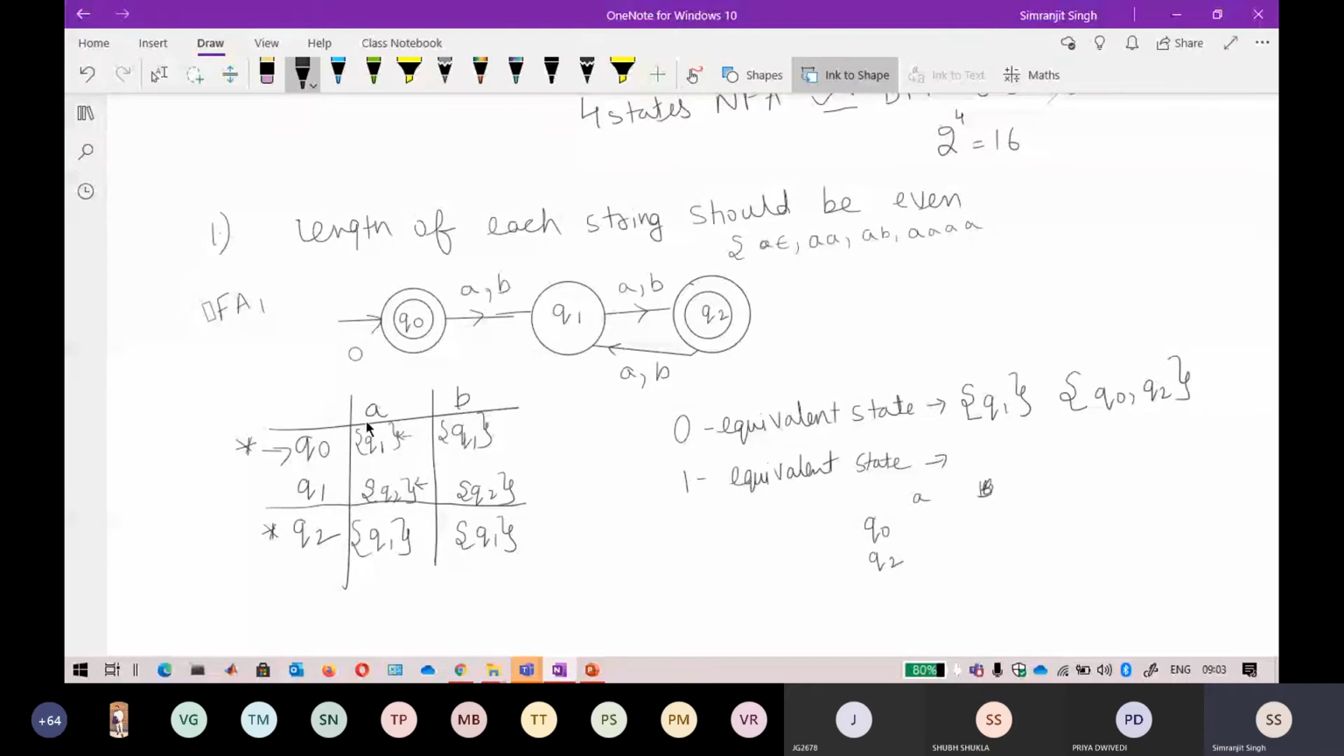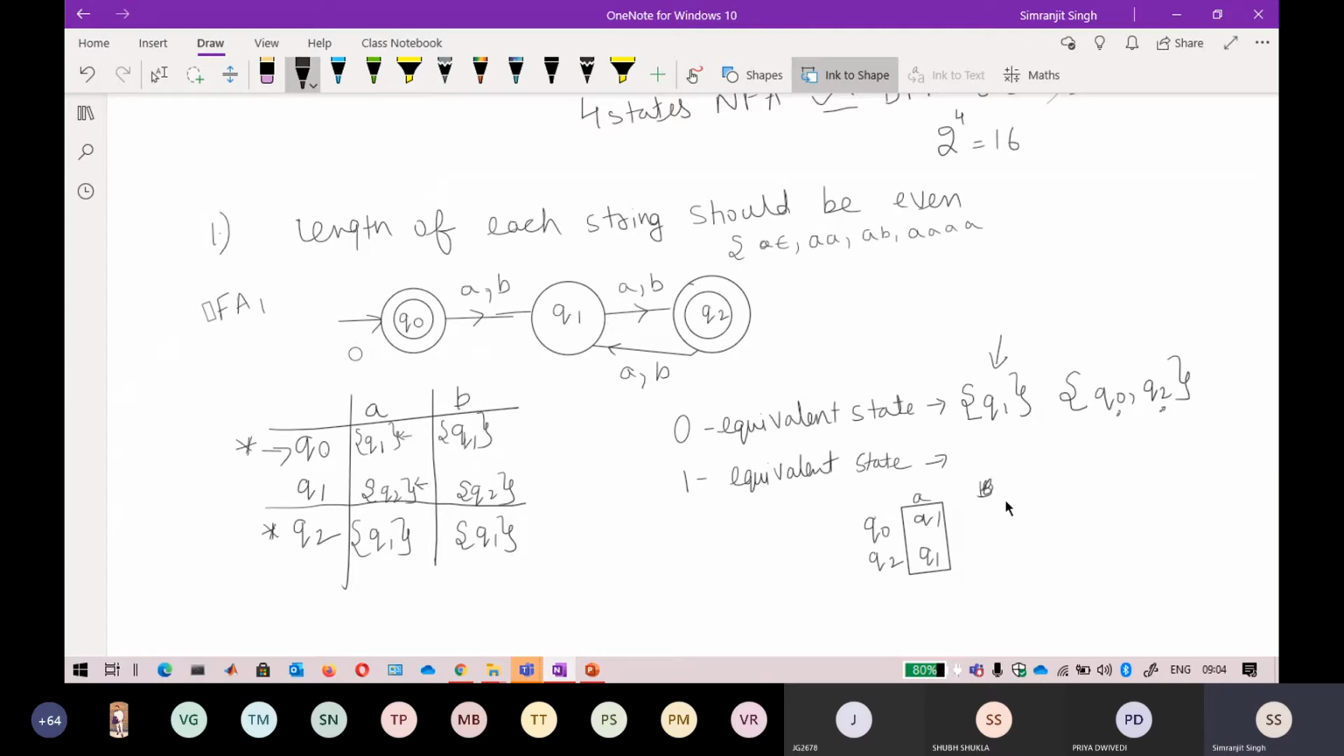Okay. So Q naught on A is going towards Q1, Q2 on A is going towards Q1. Now look at this set. This set is a part of a single set. It means that both of the transitions are going towards the single set. It means that this is correct. You cannot separate these two states.